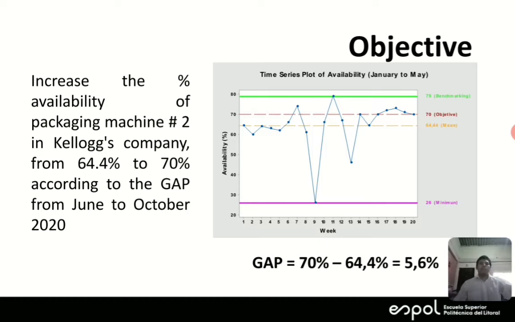Objective: the objective is to increase the availability percentage of the number 2 packing machine in Kellogg's Company from 64.4%, which is our mean value, to 70% from June to October.